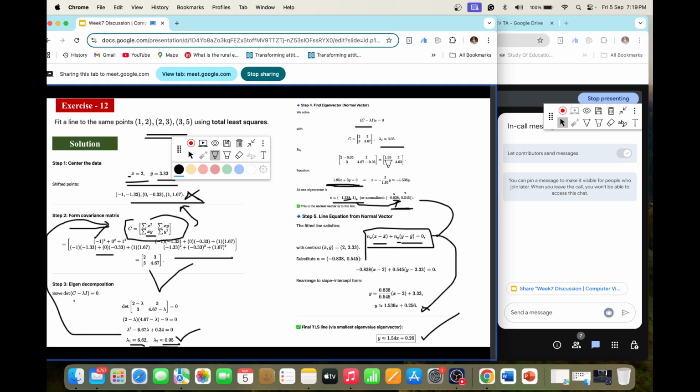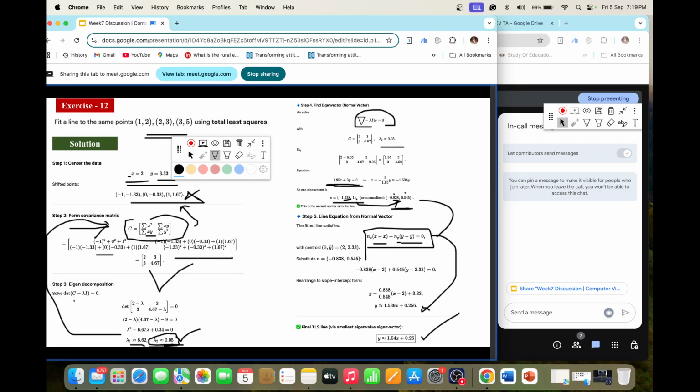So what is an eigenvector? Eigenvector is this equation, okay? C minus lambda into v. You have this lambda value, right? For the smallest eigenvalue, you take 0.05, okay? The eigenvalues are 0.05 and 6.62, so the smallest eigenvalue is 0.05. So you take this, okay?